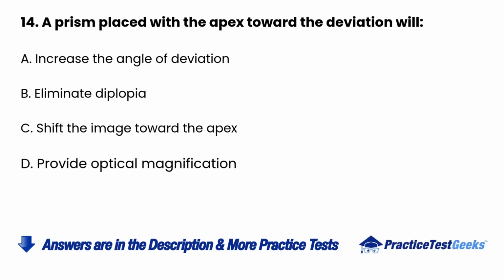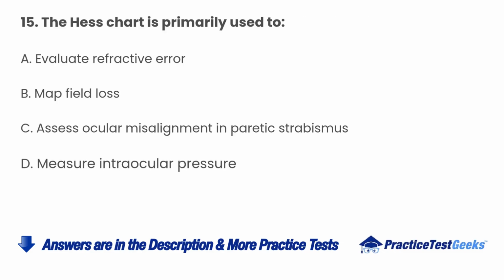14. A prism placed with the apex toward the deviation will A. Increase the angle of deviation. B. Eliminate diplopia. C. Shift the image toward the apex. D. Provide optical magnification.